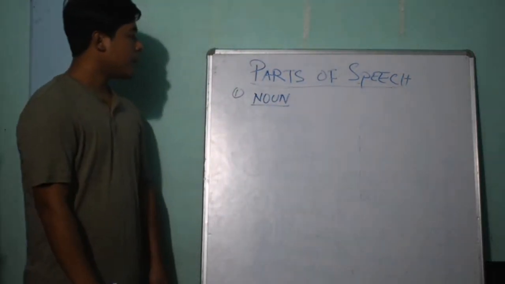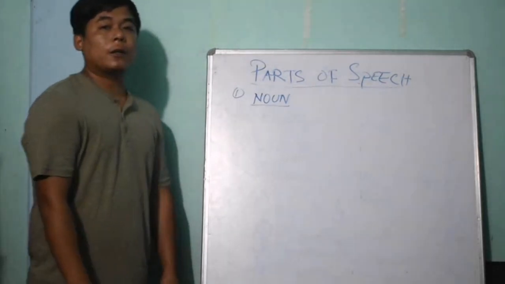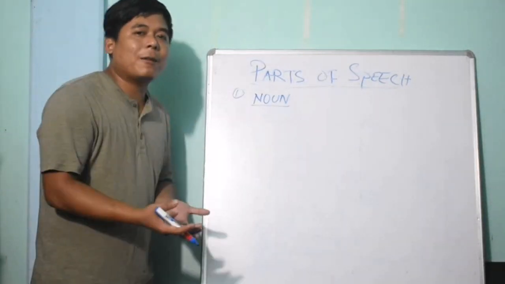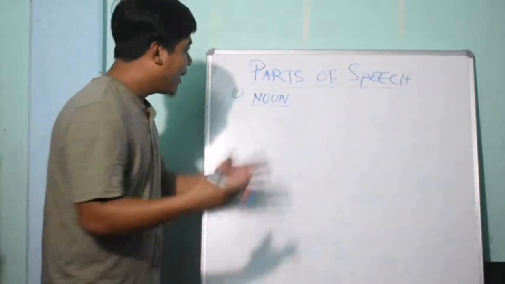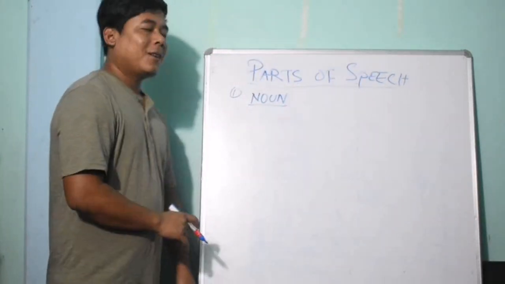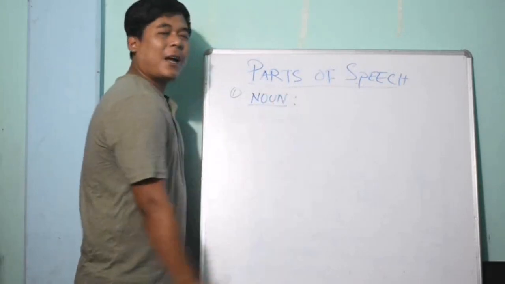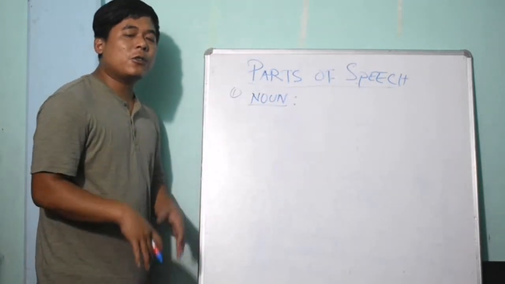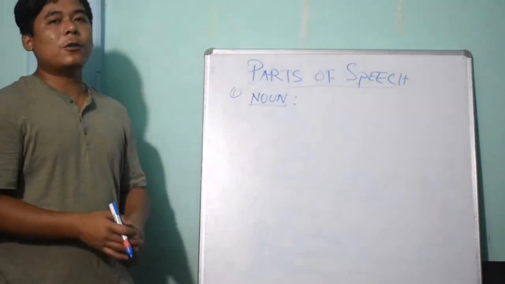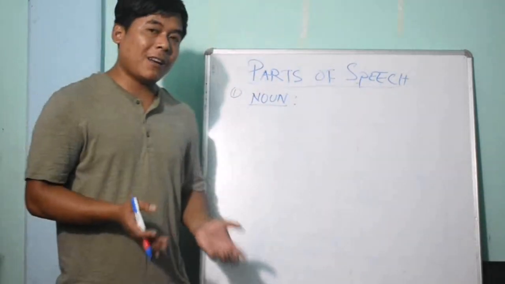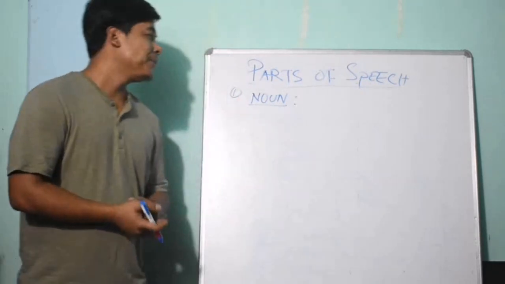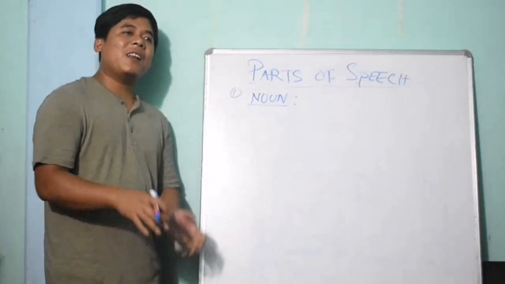You already know what a noun is, but this is just a reminder because you haven't come to school for a long time. Maybe you have already forgotten what a noun is. So noun, name of anything. That is the simplest definition that can be given, yet very meaningful. Noun is the name of anything.